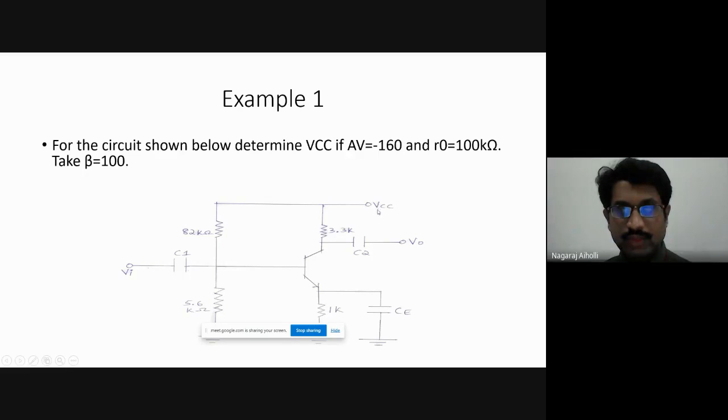We are supposed to calculate the value of VCC. What are the given values? First, when the problem is given, note down the given values first. AV is minus 160, the voltage gain is given. R naught is 100 kilo ohm, the output resistance, and beta is 100.